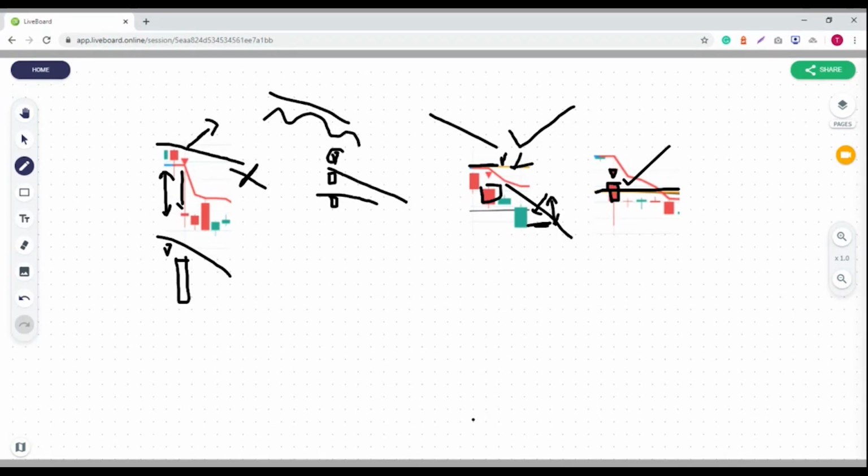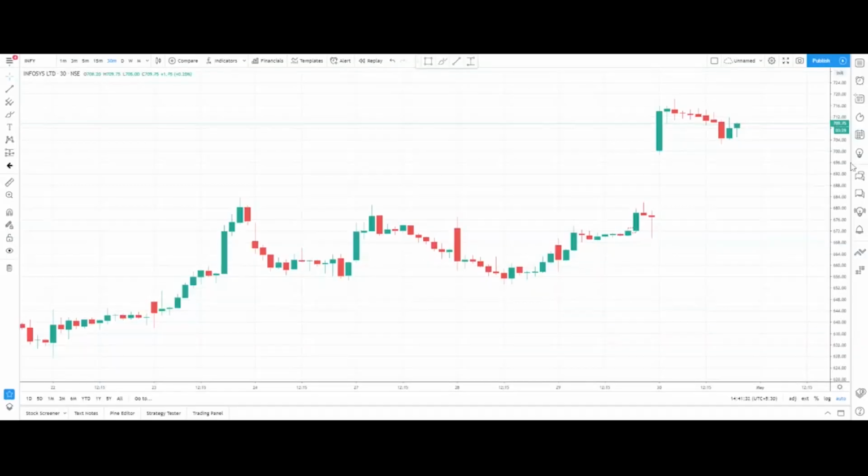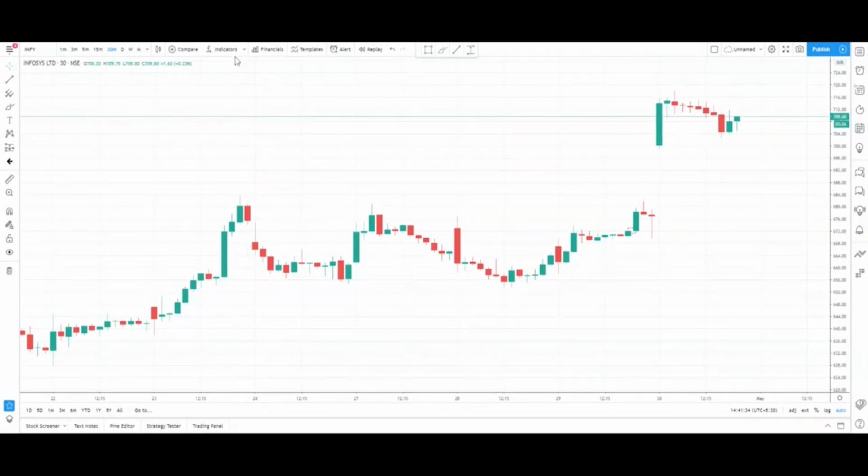And I had taken a trade recently. I got a very good opportunity. I will show that stock chart also, where exactly I bought the stock and how much profit I made. I will also show you the screenshots. So let's begin. First I'll show you how we have to activate our indicators.